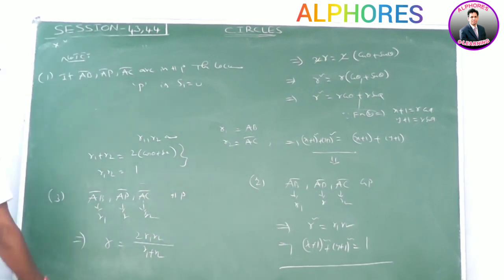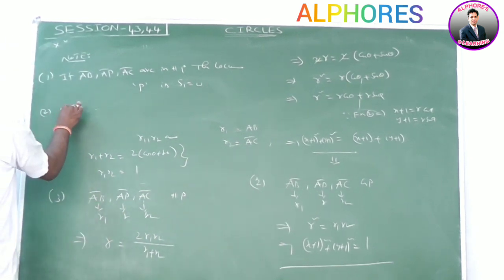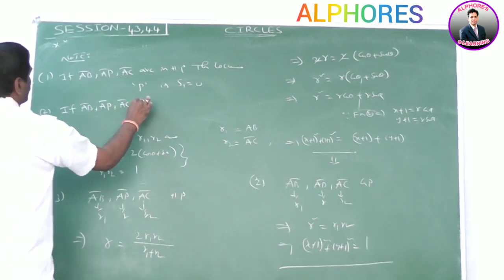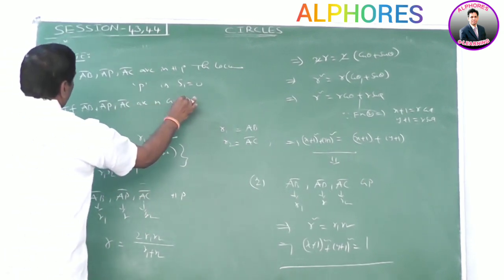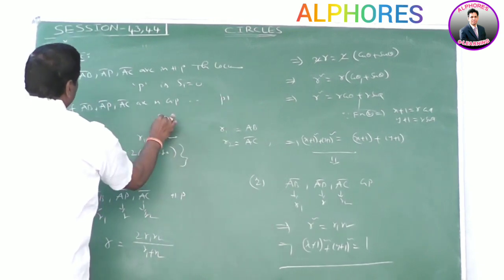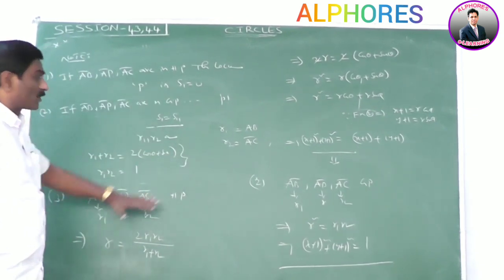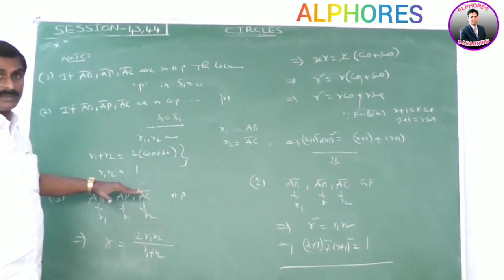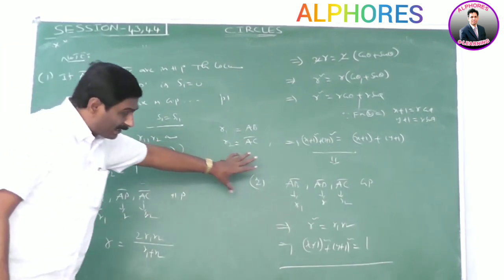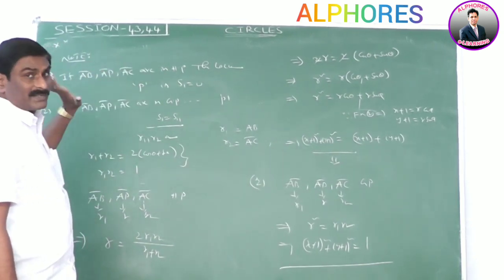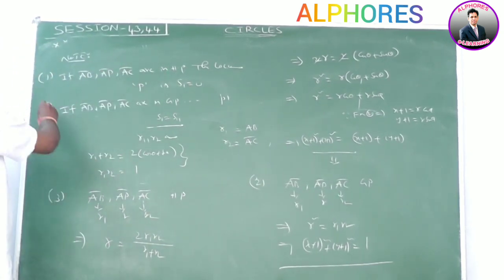Next, if AB, AC are in GP, then the locus of P is S1 squared equal to S11. By using this direct formula, we find this locus. Please check these values. By using the regular method, you can find the locus. Next, verify these values, whether it is true or false. Shortcut formulas are very important.